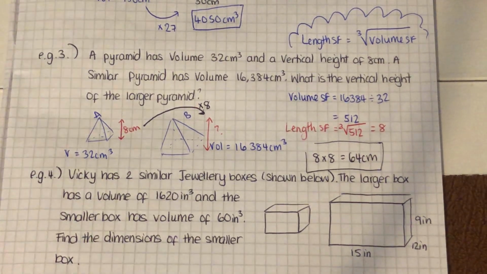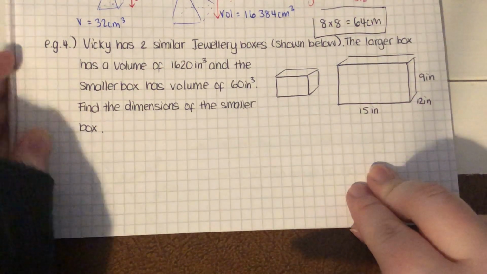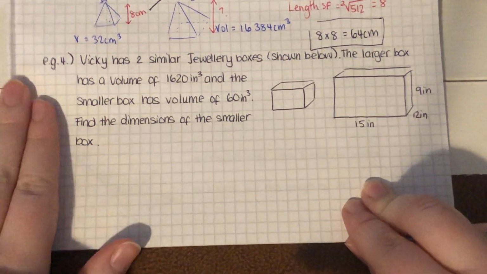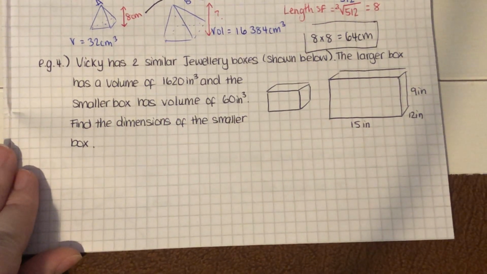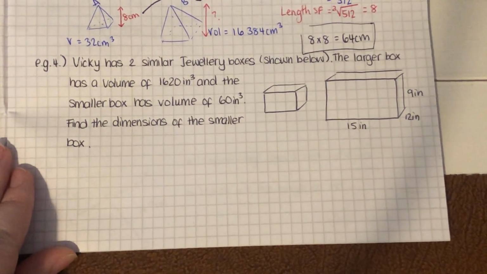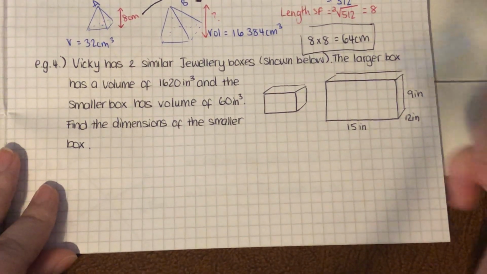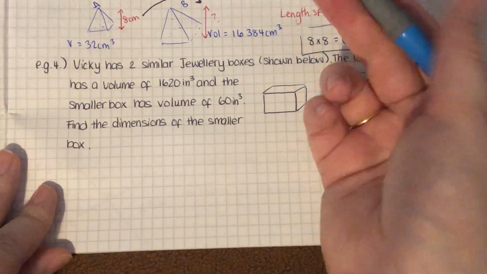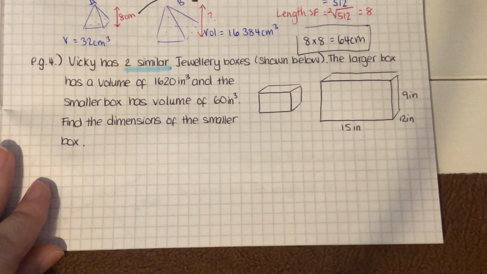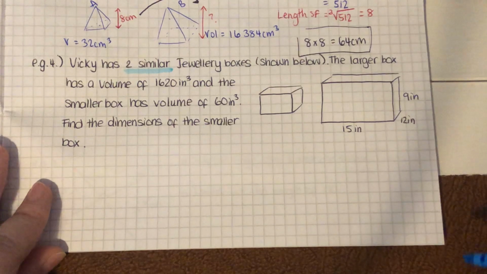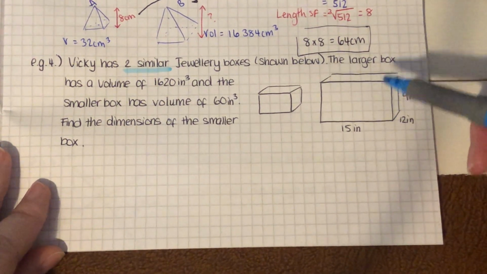Okay, last one. Very wordy, sorry. If you're someone that struggles with words, I'm honestly not particularly the best with words. Use a highlighter, so I'm just going to go through the bits that are important. The name Vicky isn't too important. It is important that they're both similar, because that means we can use the rules that we've been using. We're told the diagrams, which is really important.